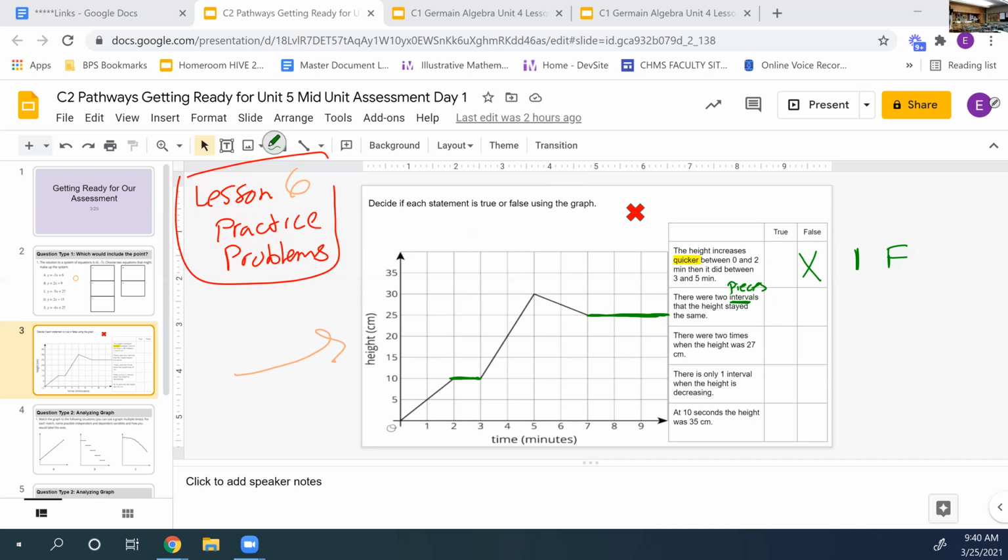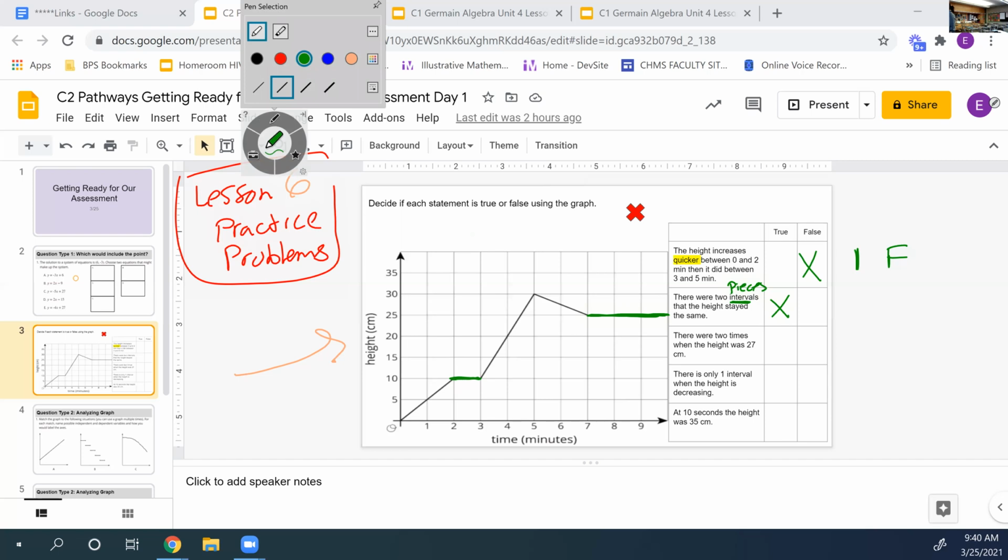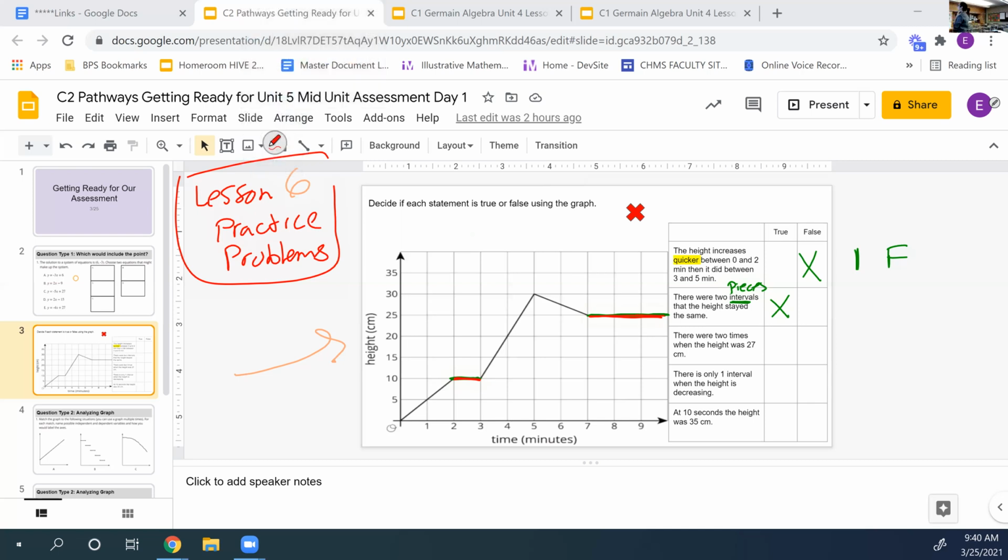This is a true statement because like Joe said, the height stays the same here from 2 to 3 minutes, and then it stays the same from 7 to 9 minutes. So there are 2 spaces where your height stays the same. They're not the same height, but they stay the same. So number 2 is true. Very nice job there, my friends. Awesome job.